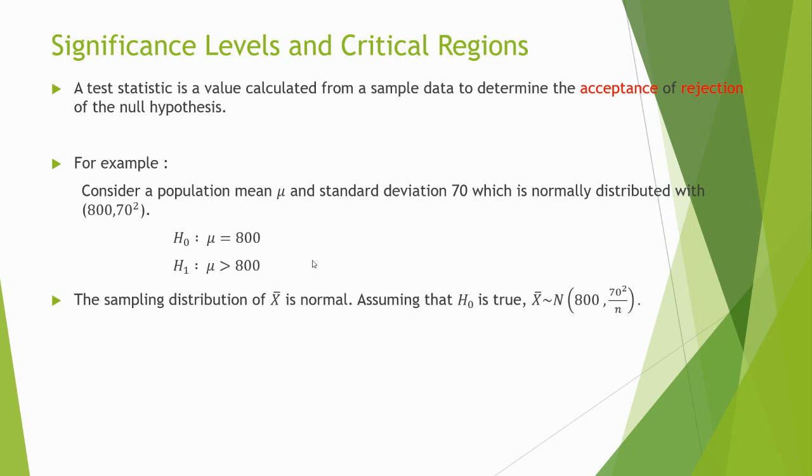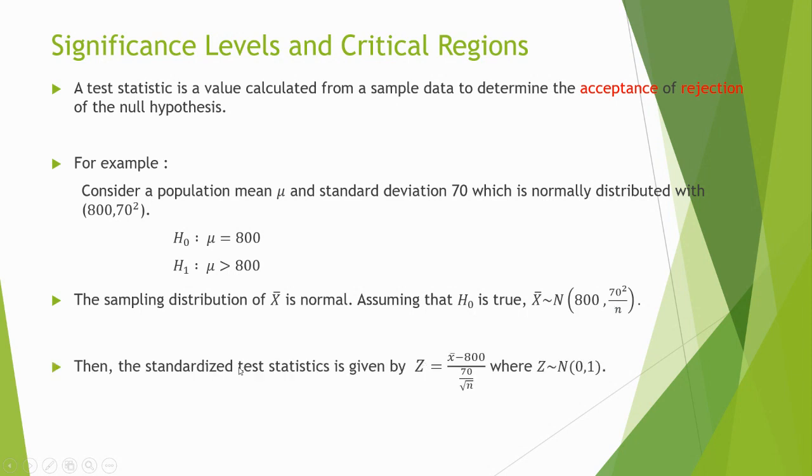The sampling distribution of X bar is normal. From that population, you take your sample, and we assume that H0 is true. Then X bar is also normally distributed with mean 800 and variance sigma squared over n. Still remember this from the previous video, sigma squared over n. Our standardized test statistic is given by Z, where we subtract the mean from your X bar value and divide by the standard deviation. Z is already standardized, where the mean is 0 and the standard deviation is 1.